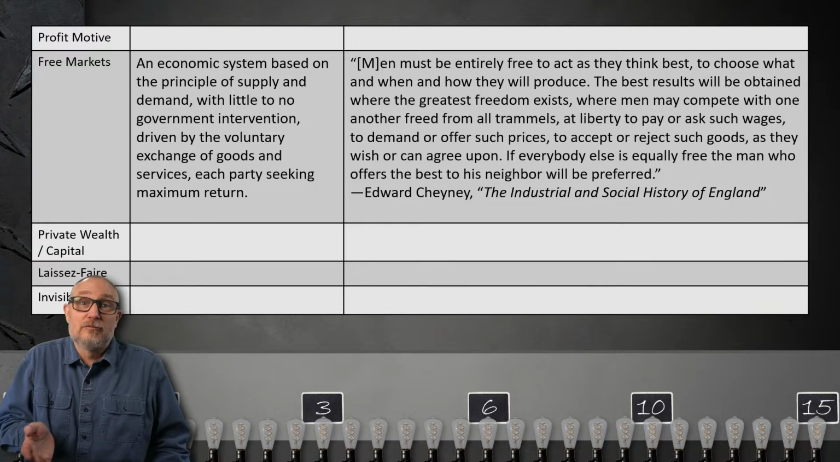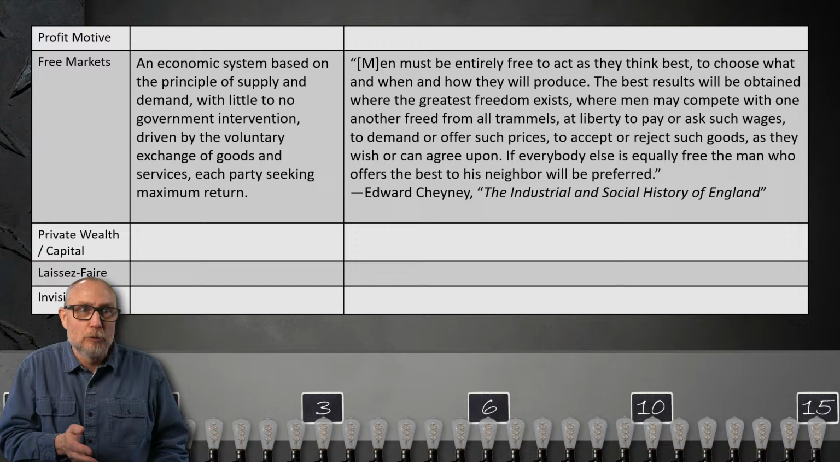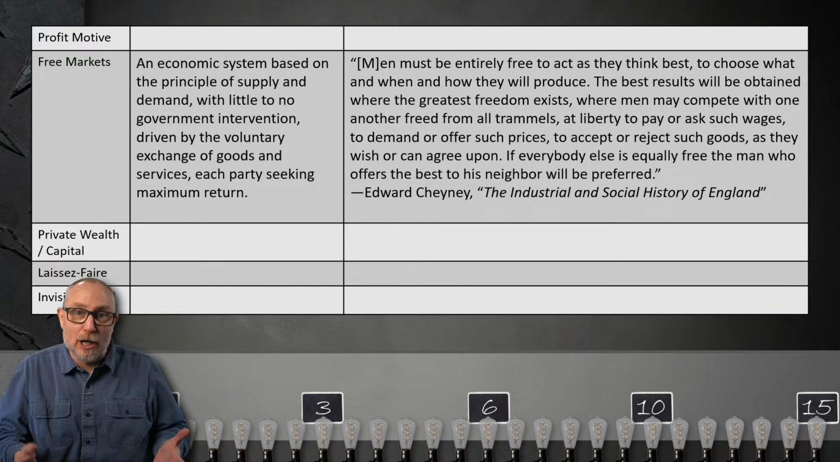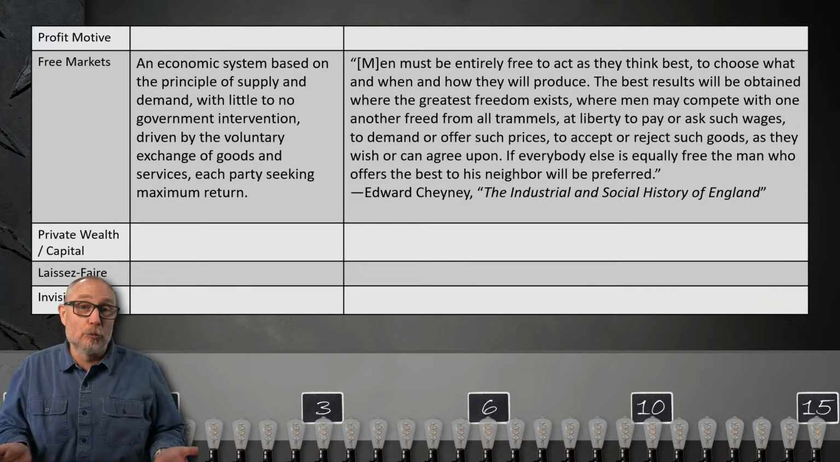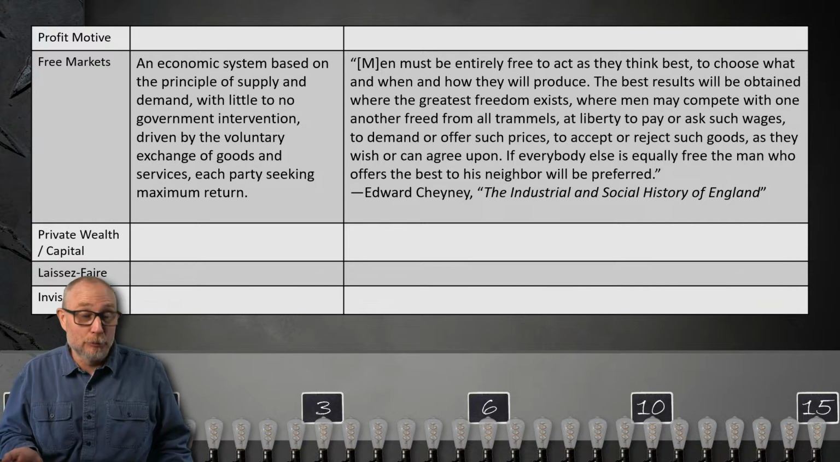No one can force you to do a certain kind of job or force you to pay a certain amount. You are free to charge whatever you want. If you charge too much, you may not make sales.